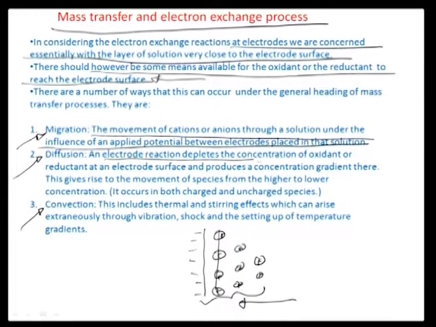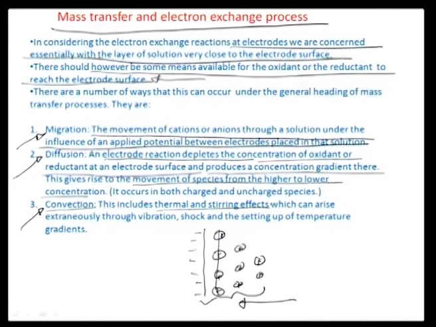And then you have, of course, the electrode reaction which depletes the concentration of the oxidant or the reductant at an electrode surface and produces a gradient therein. So this gives rise to the movement of species from higher to lower concentration. It occurs in both charged and uncharged species. And then of course we have convection, which relates to thermal or stirring effects of the solution. It can arise extraneously through vibrations, shock, and setting up of temperature gradients.